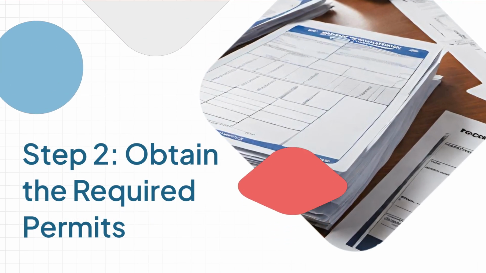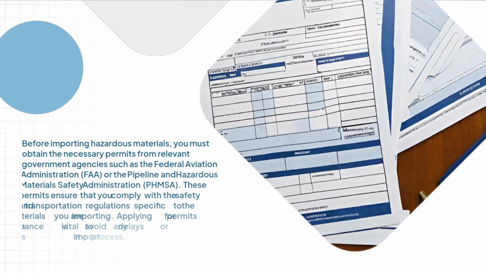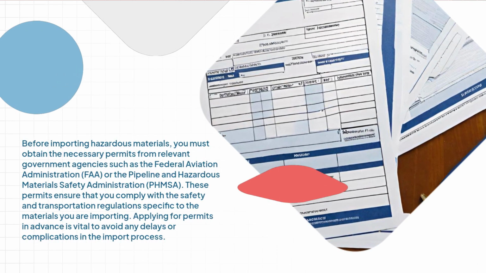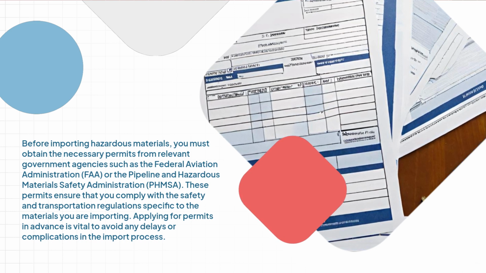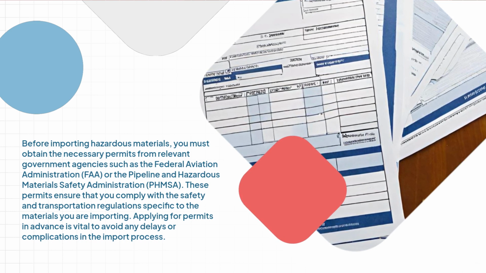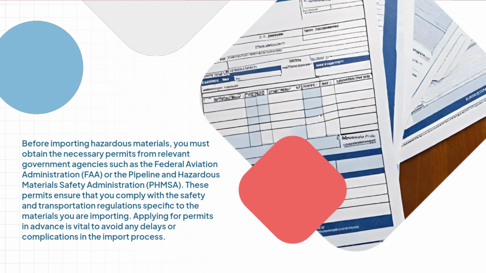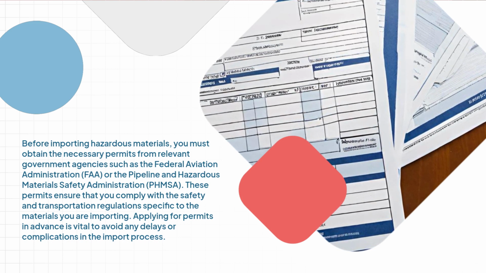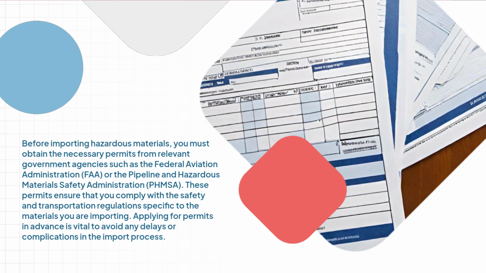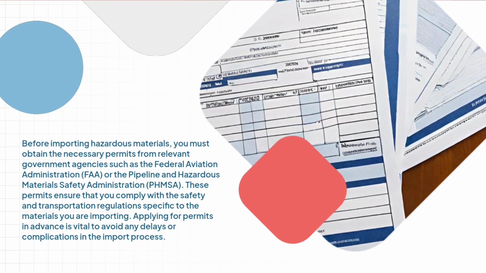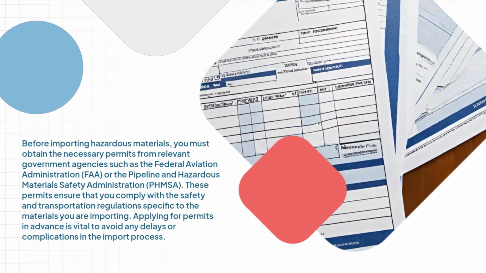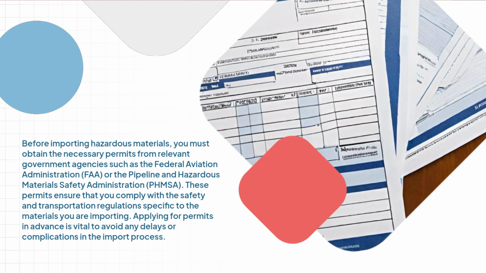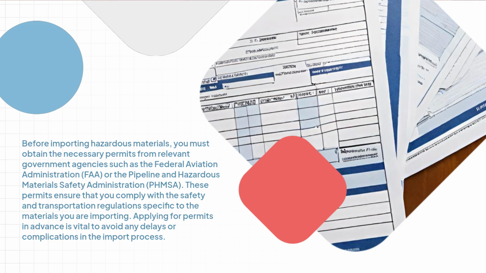Step 2. Obtain the required permits. Before importing hazardous materials, you must obtain the necessary permits from relevant government agencies such as the Federal Aviation Administration, FAA, or the Pipeline and Hazardous Materials Safety Administration, PHMSA. These permits ensure that you comply with the safety and transportation regulations specific to the materials you are importing. Applying for permits in advance is vital to avoid any delays or complications in the import process.